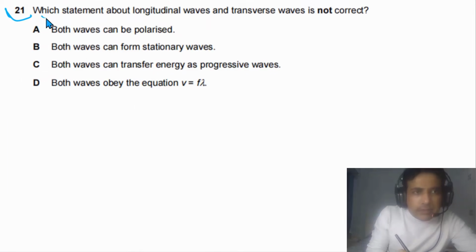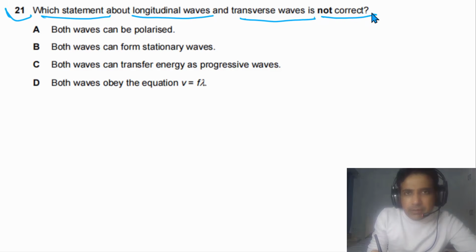Question number 21 says, which statement about longitudinal waves and transverse waves is not correct? Longitudinal waves and transverse waves.